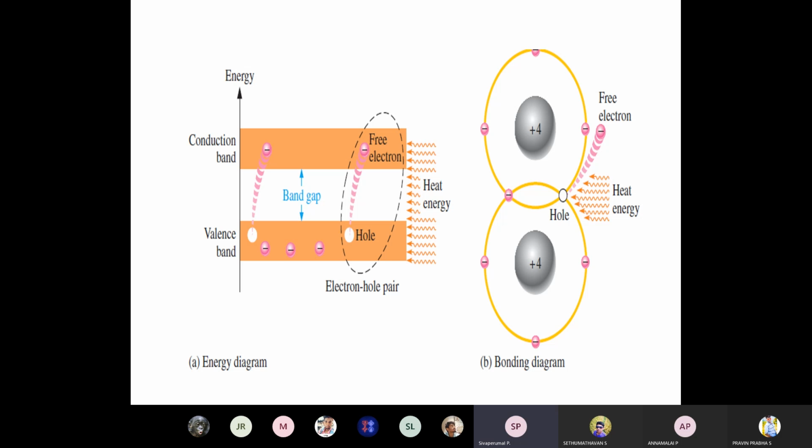See, there is an energy level with the electron. Normally the positive and negative ions will be there. The electron goes from the bond to the conduction band, so it moves freely. Once it moves, it creates some vacancy, and this vacancy is called a hole. So the free electron together with the hole is called an electron hole pair.